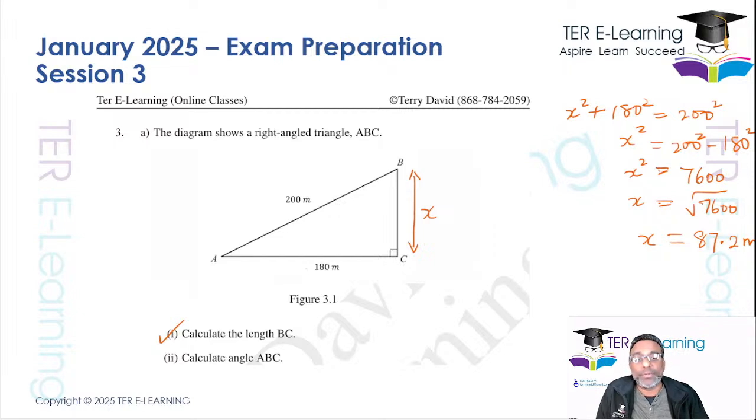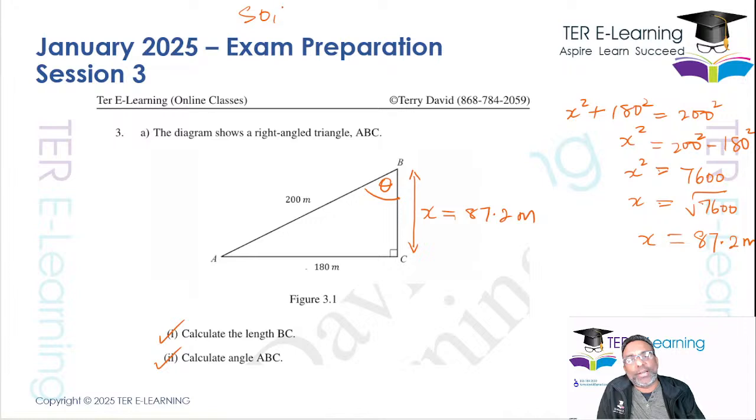Pythagoras' theorem. Right? Now, part 2 now, we want to calculate the angle ABC. Right? So we know what x is. X is actually 87.2. Right? And you want to calculate this angle here. Let's call that angle theta, right? Now, there is more than one way we can work out this angle because you have all the sides of the triangle. Now, for your exam, guys, please make sure you remember this.